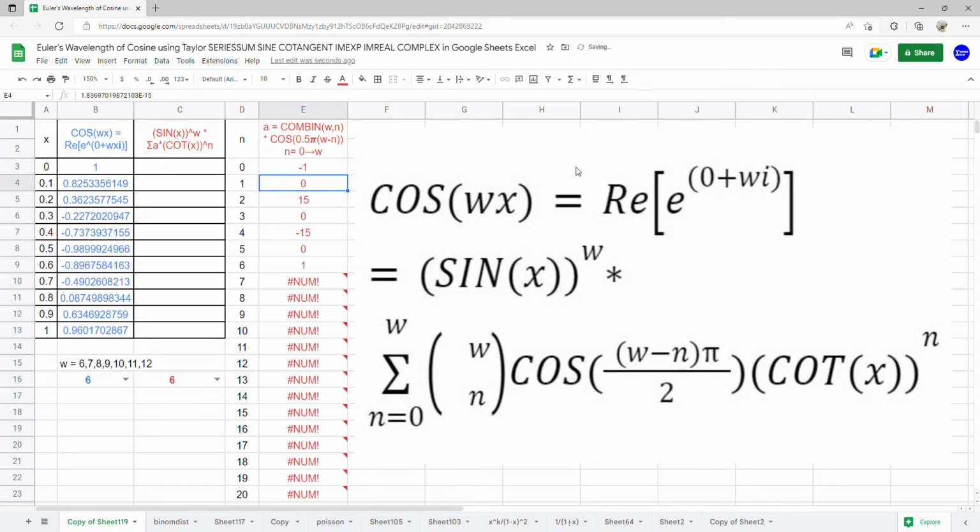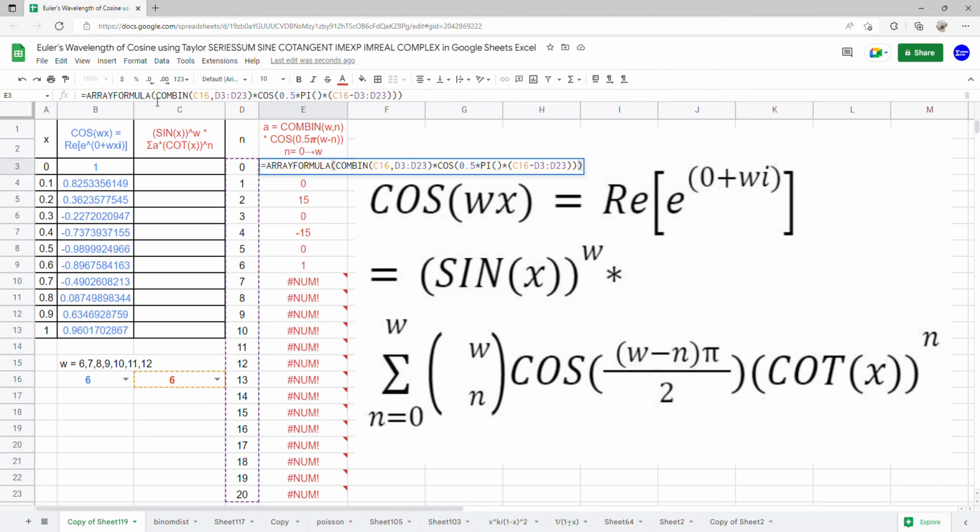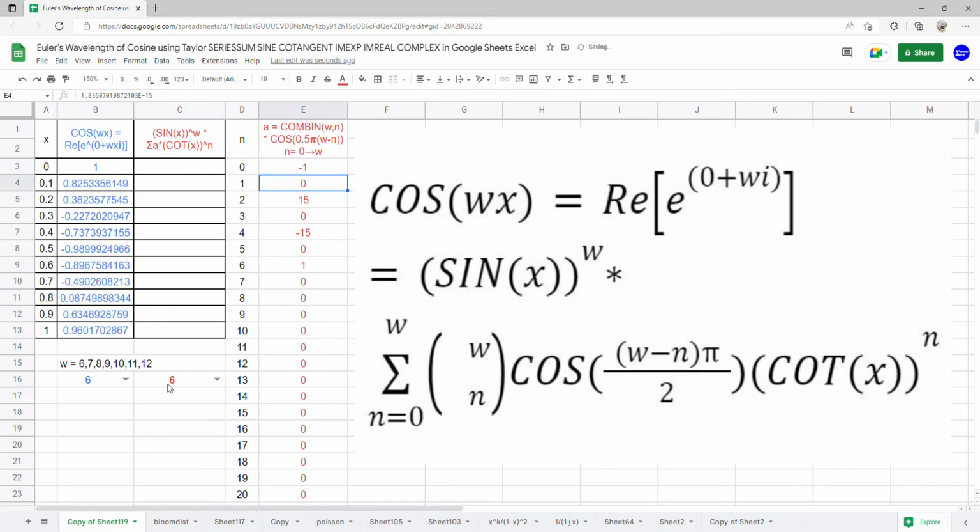And we'll correct this. To correct that, we enter the if statement. If n is greater than W, then 0, otherwise calculate. Now it's corrected. We continue with the expansion, which is array formula, SERIESSUM.